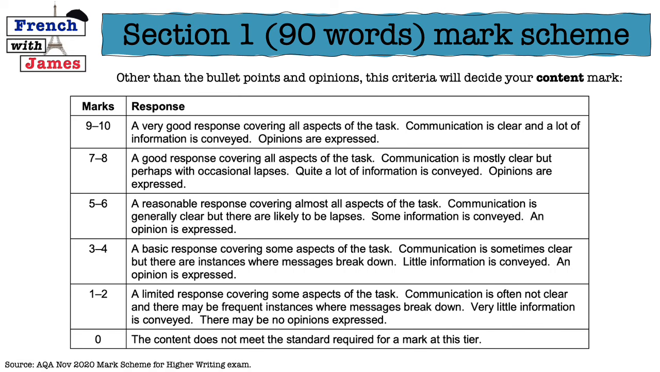Other than the bullet points and the opinions that we've looked at, this is the criteria that examiners use to decide your content mark. Now if you look at that top band, to get 9 out of 10 or 10 out of 10 for content, you need to give a very good response that covers all aspects of the task, which you will achieve if you write at least a couple of sentences about each of those bullet points and you stay focused precisely on what the bullet points are asking you to write about. Your communication needs to be clear, so you need to get the messages across at all times, and a lot of information needs to be conveyed. So that's where you're giving extra details. You're not just saying the bare minimum for each bullet point, but you're going a bit further and giving some extra details, and you do need to express opinions.